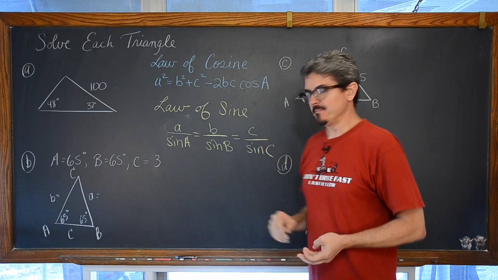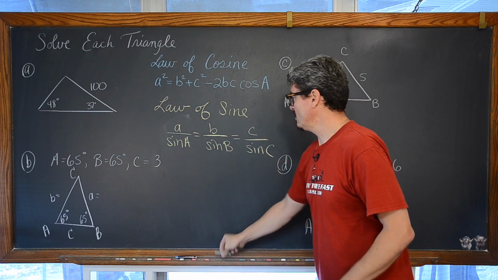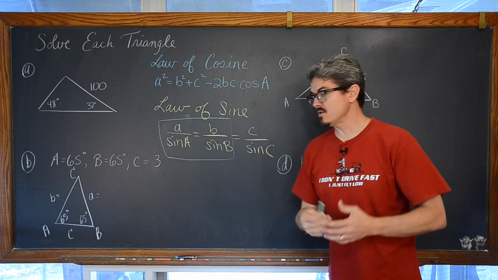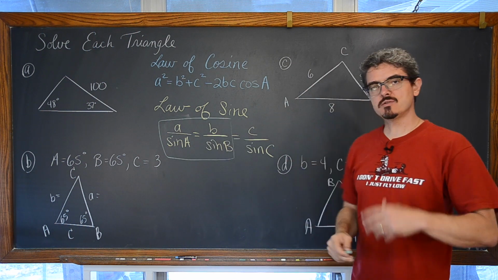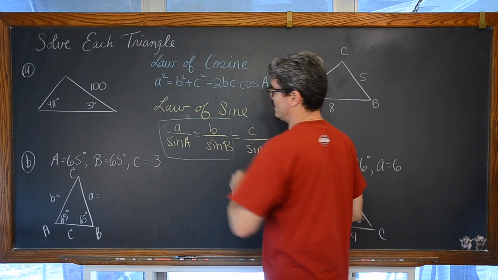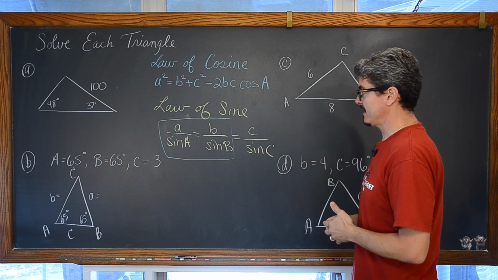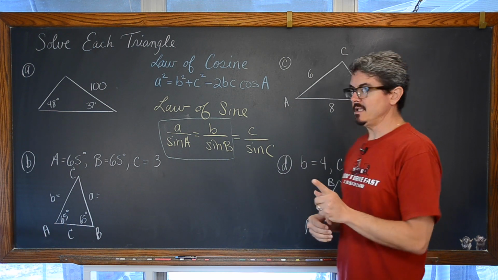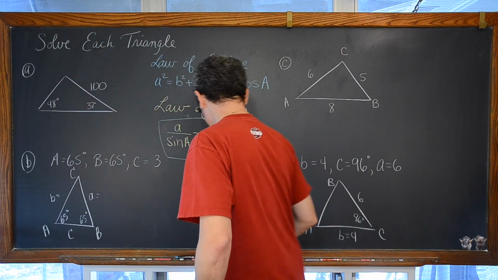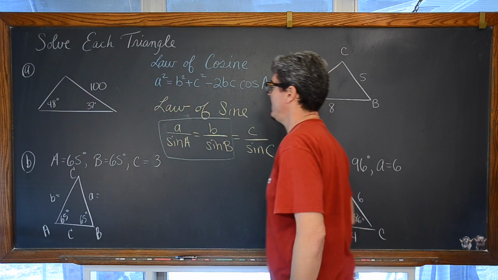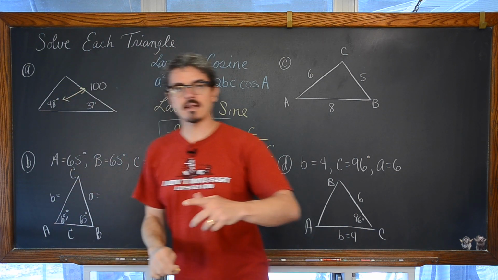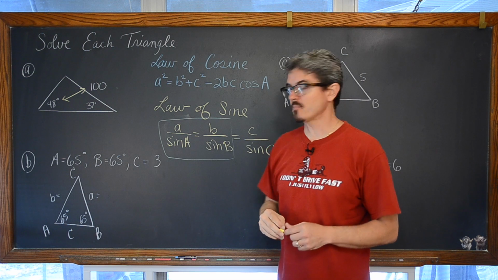To do law of sines, you're going to be working with just two parts of this as an equation. To work with this, you need to have information about a side and the angle that is opposite that side. Which means that here with triangle A, we do have an angle and a side opposite that angle, which means that this is a law of sines problem.